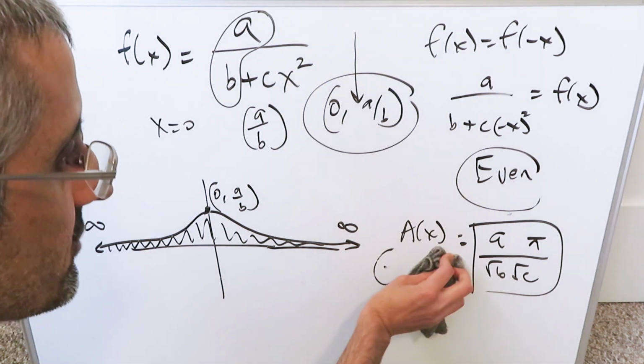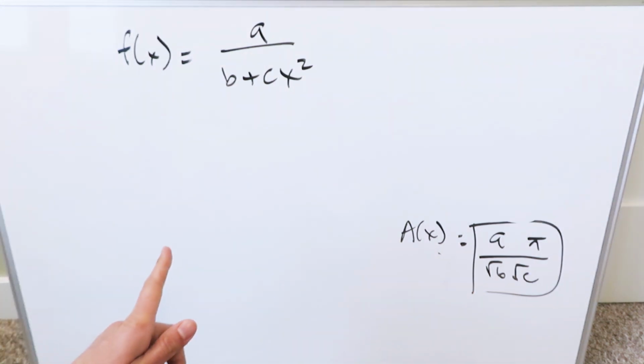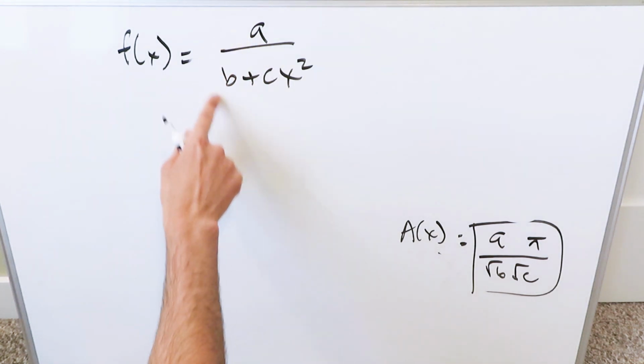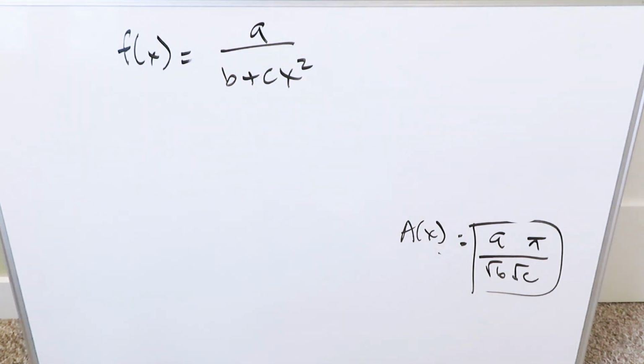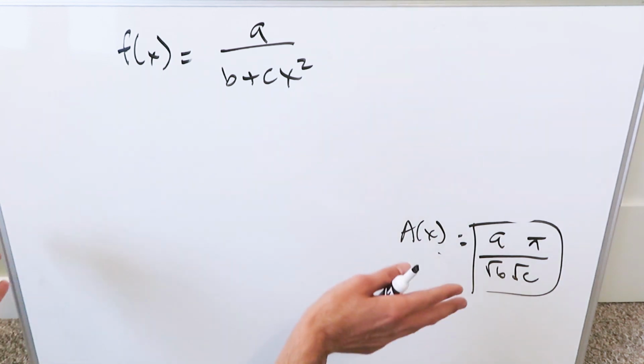Now let's show you that in effect. That's our function. We've established it's an even function. We've established that the y-intercept is a over b. We also know towards infinity, minus infinity, it approaches the horizontal asymptote, your x-axis, meaning it approaches a value of 0 on either side.